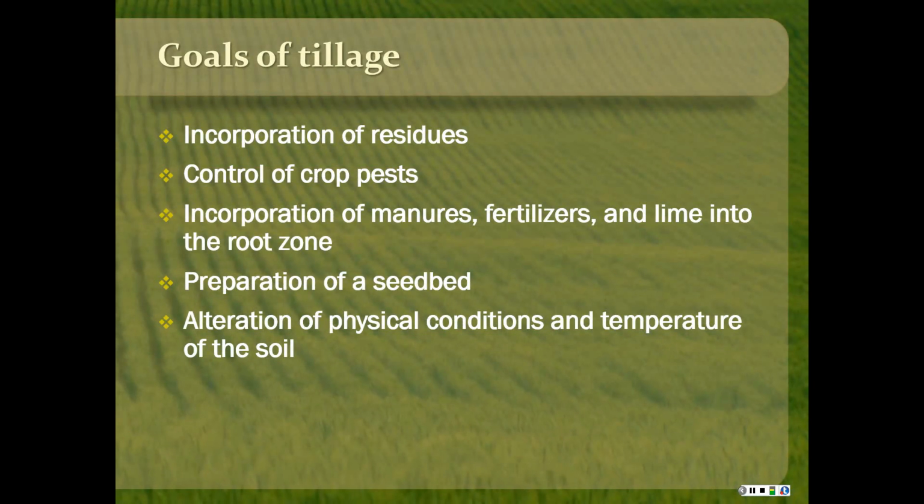One is incorporation of residues, partly so that the residues will break down and provide nutrients for crops. And also control of crop pests, weeds, other things. And also tillage can be used for incorporation of things like manure, fertilizer, lime into the root zone. Preparation of a seed bed, it's important to have the proper seed bed for the correct planting of a crop. And also just alteration of physical conditions and temperature of the soil for growing conditions.